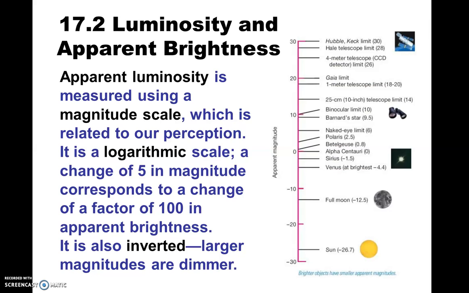So every change of 5 magnitudes on this magnitude scale, which is pretty much a reflection of what our eyes do, is a change in the apparent luminosity, or the brightness, if you will, by 100.